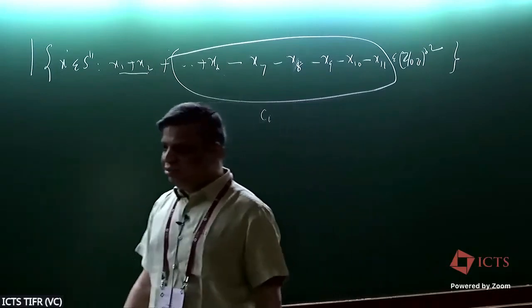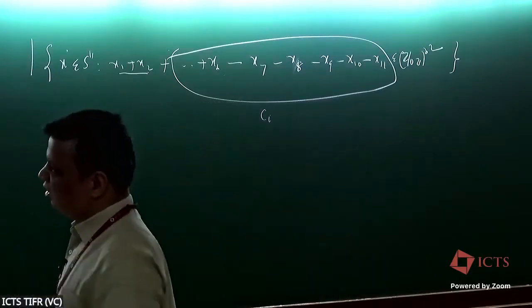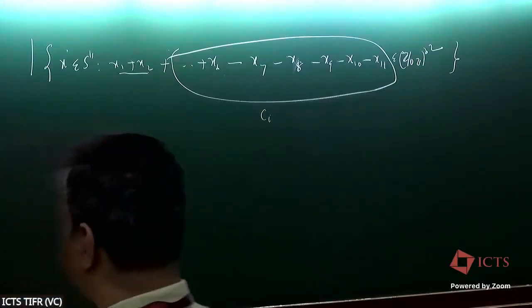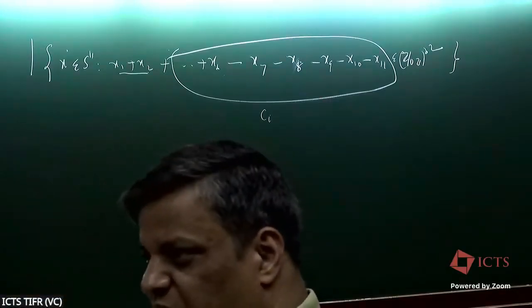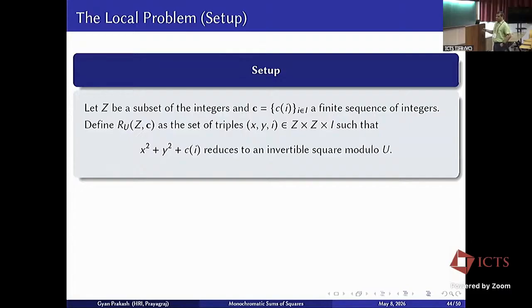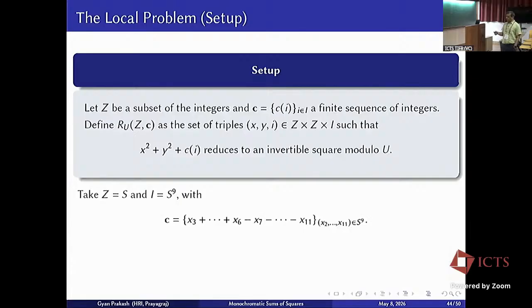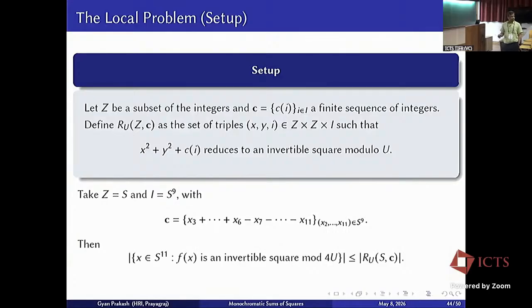Okay, and we are trying to estimate this. So therefore, x square plus y square plus Ci, here Z will be our S only, and the Ci's will be this sequence, so the indexing set will be S to the power 9. So take Z equal to S and I equal to S to the n, with Ci equal to x3 plus these things. So here it should be x3, in S9. Then x belongs to these things, R_uSC is bounded.